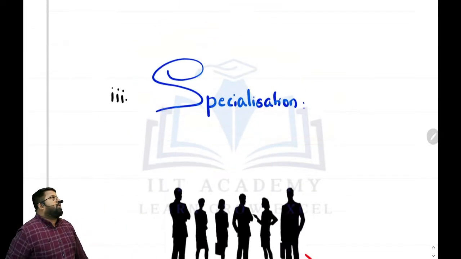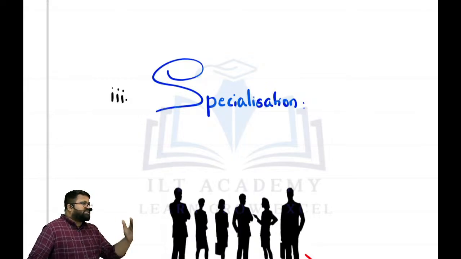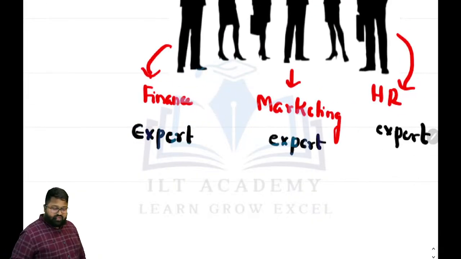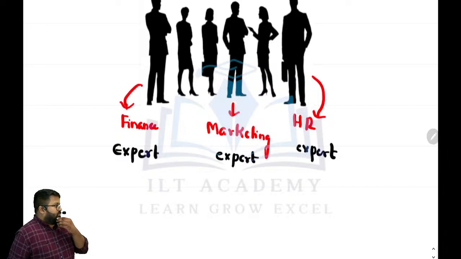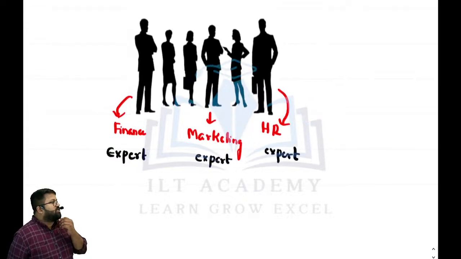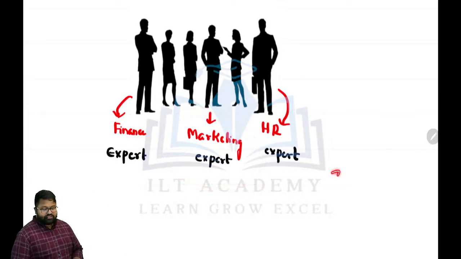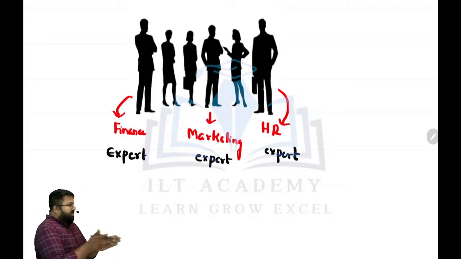Specialization. Sir, normally in the case of large scale organizations, there will be separate departments. Some departments are experts in finance. Who are experts in finance? CA, CMA or MBA finance. Those guys have some sort of expert knowledge. And some guys are experts in marketing, and some guys are experts in HR. So we have specialization.